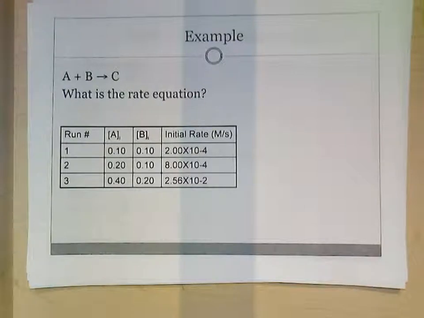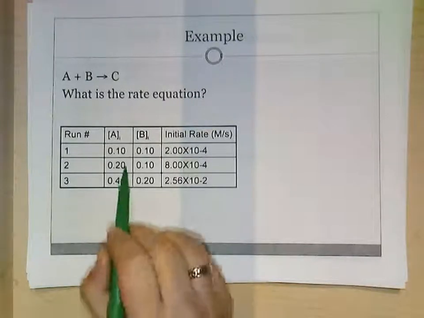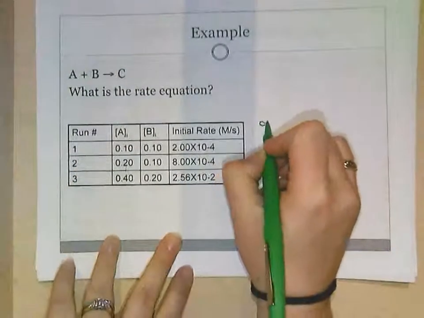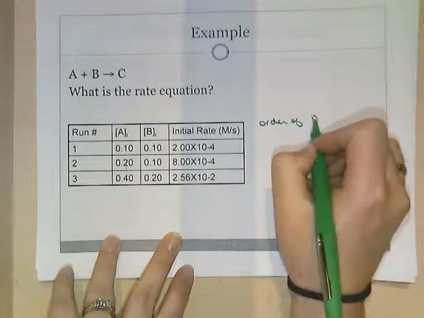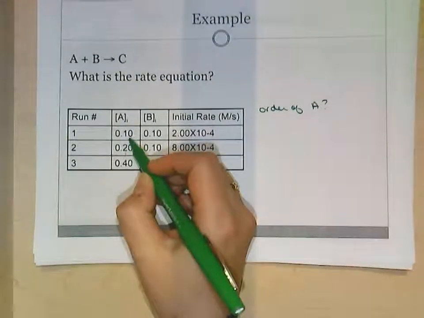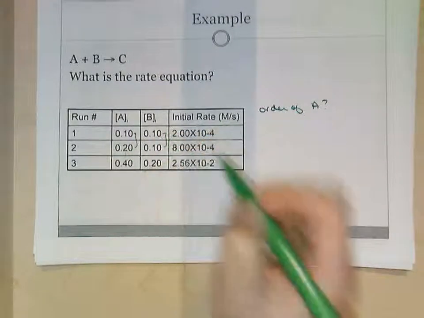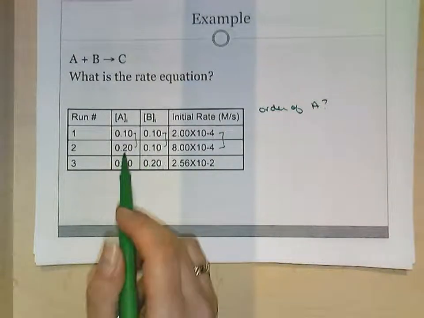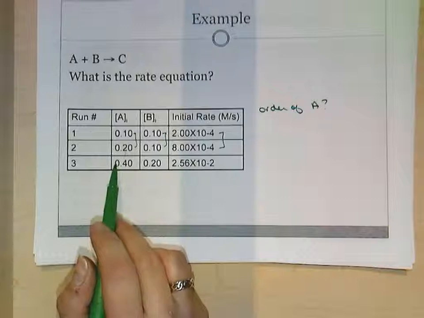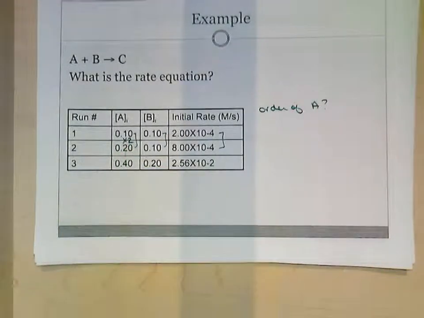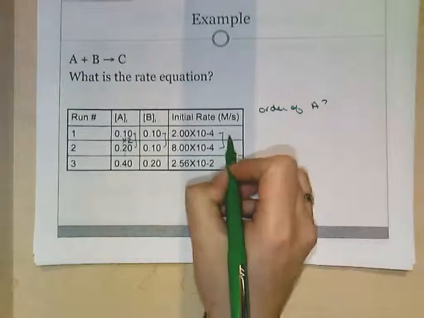So we can figure out the order of A, right? Because if I do this set of runs, right, B is constant, what happens to the concentration of A? Right, that doubled. And then what happened to my rate? Quadrupled. So what is the order of A? Second.